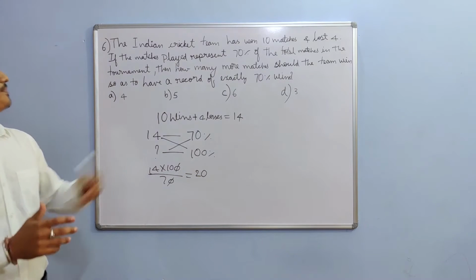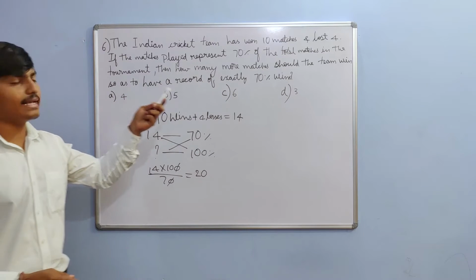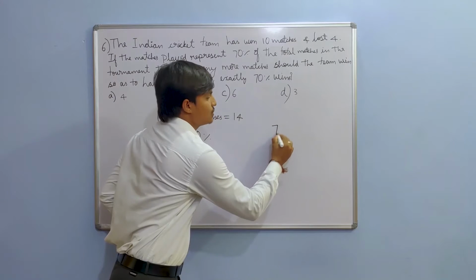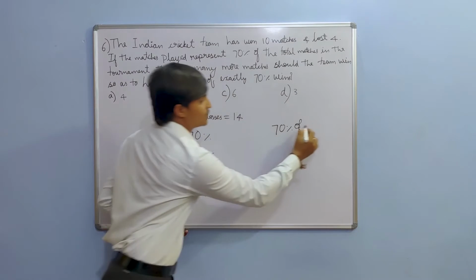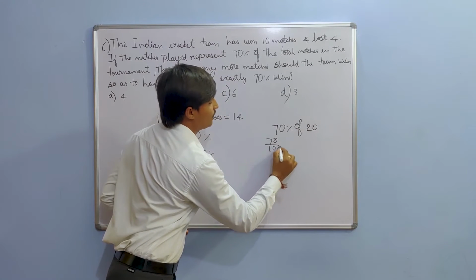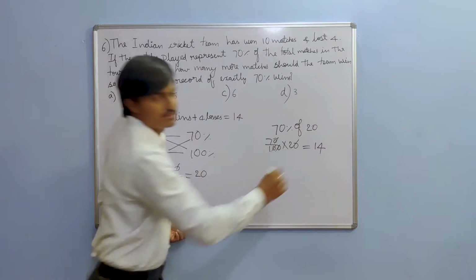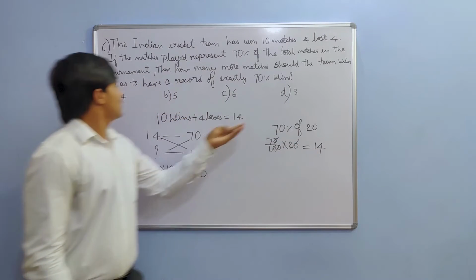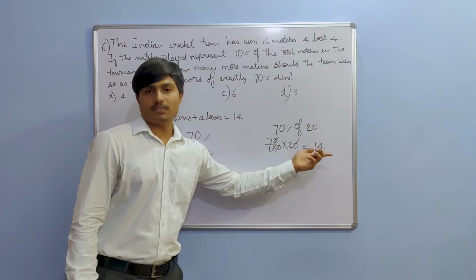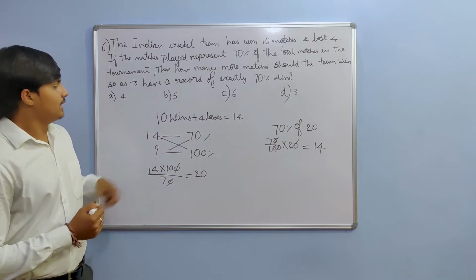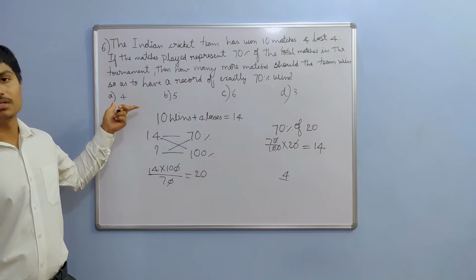Now the question is, how many more matches should the team win so as to have a record of exactly 70% wins? It means it has to win 70% of this total matches, that is 70% of 20, which is equal to 14 matches. So India, to have a record of exactly 70% wins, should win 14 matches in total. They have already won 10 matches, so they need to win 4 more matches. So the option is option A.